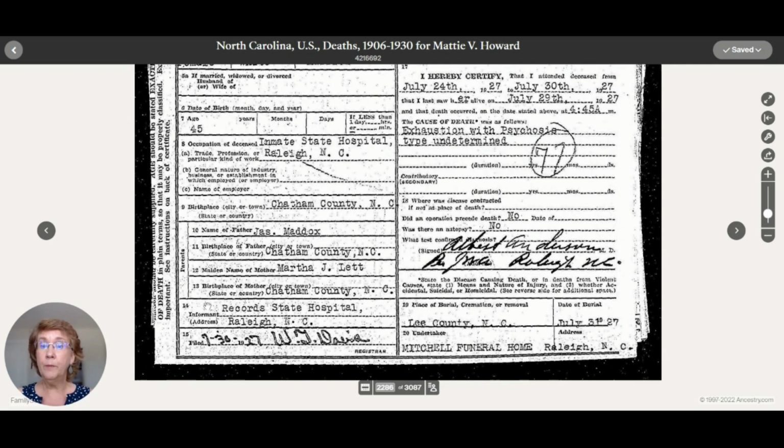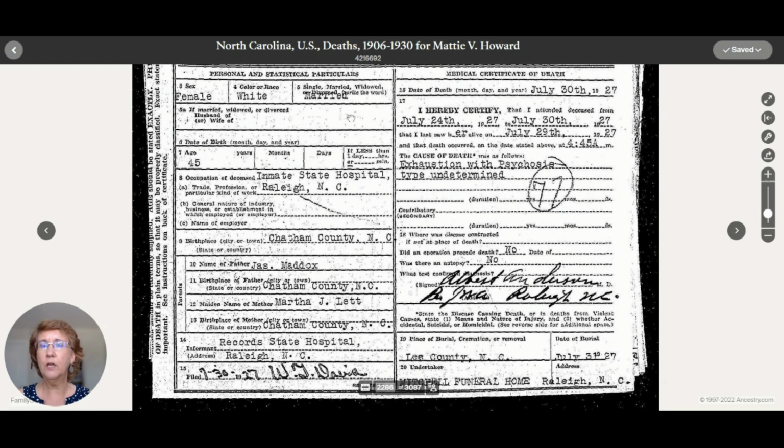Understanding that the informant came from the records department of the state hospital tells me why there's so much scant information here. I find it very odd that her husband was not named, because he was still living, and they were still married, and he was taking care of the children. So yes, I thought that was interesting, but that kind of explains that piece of the puzzle.